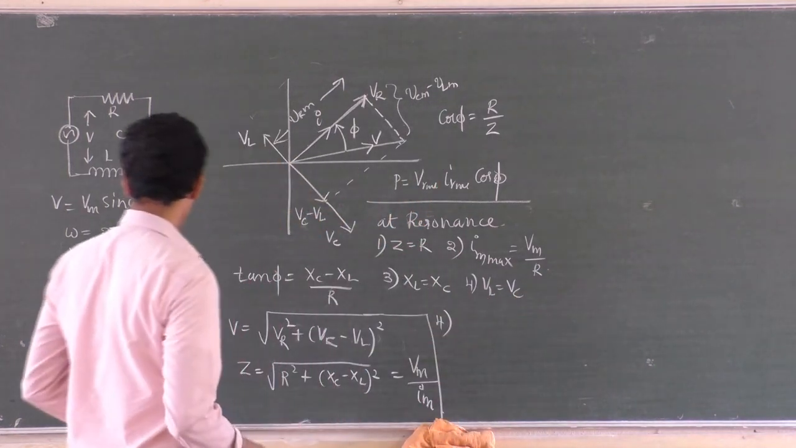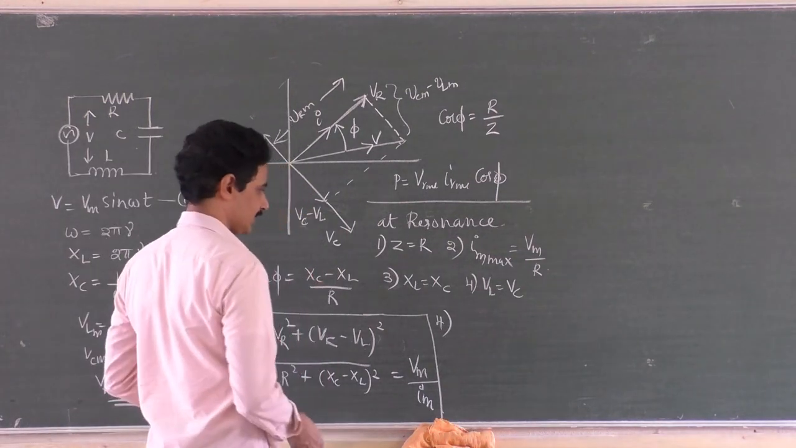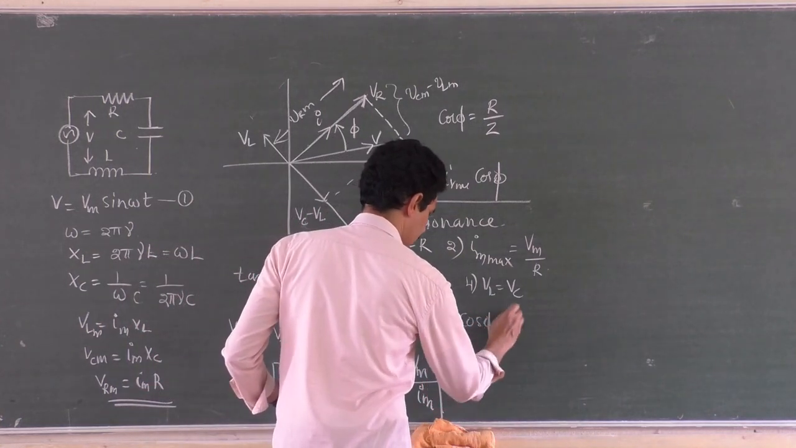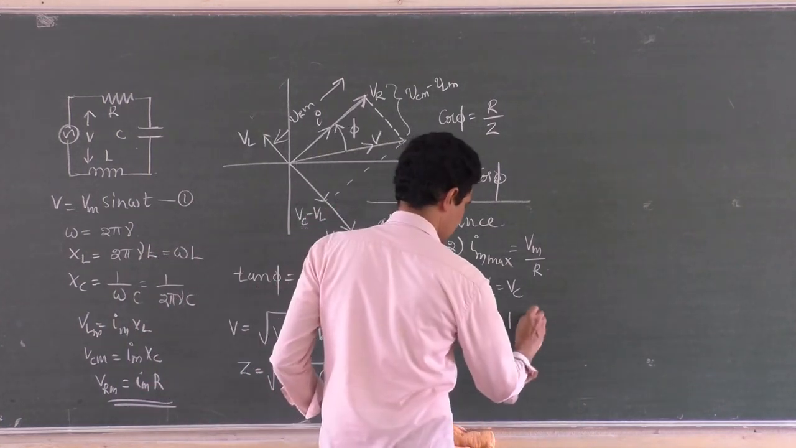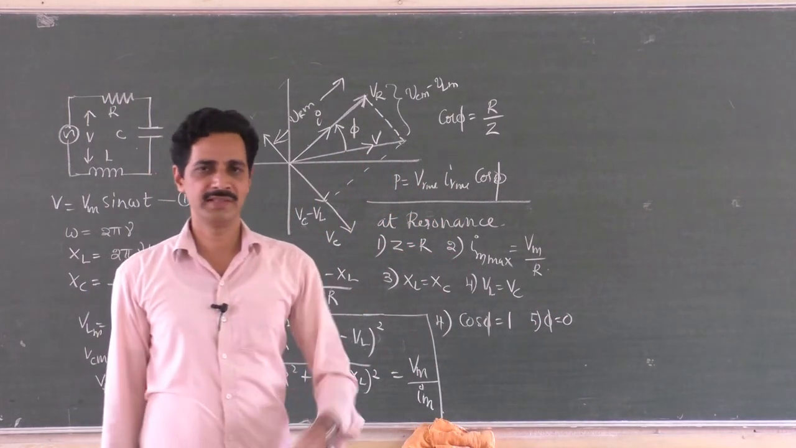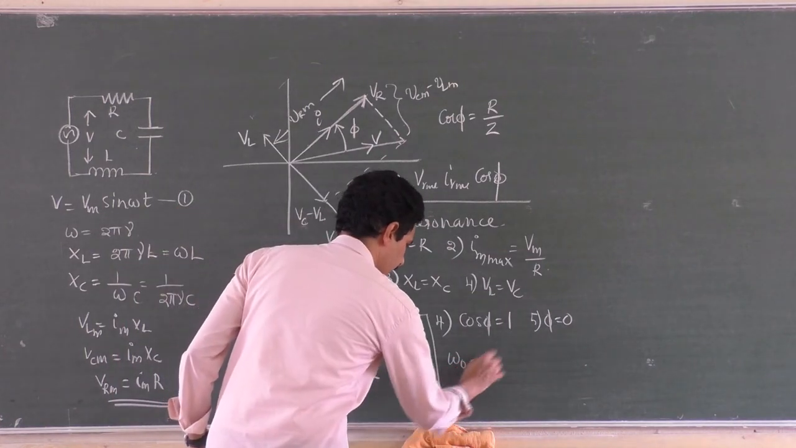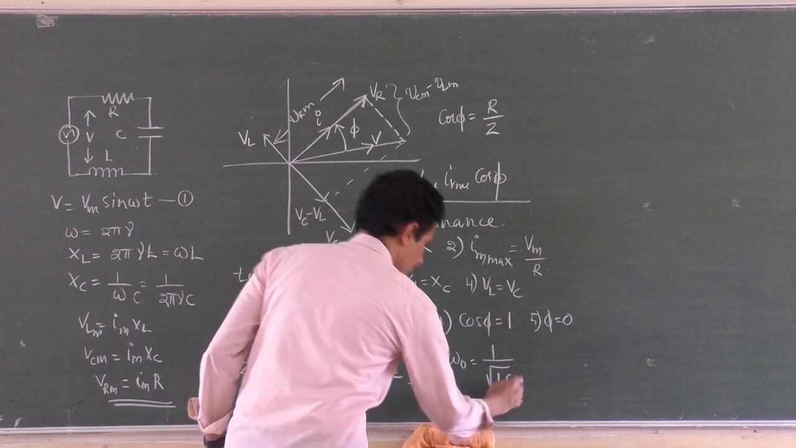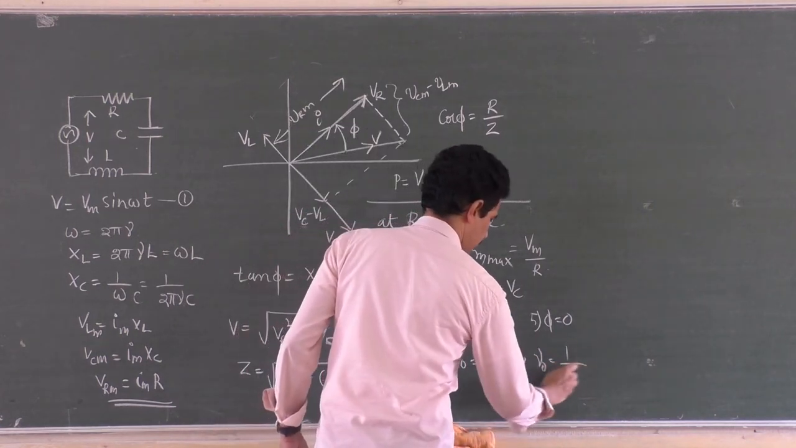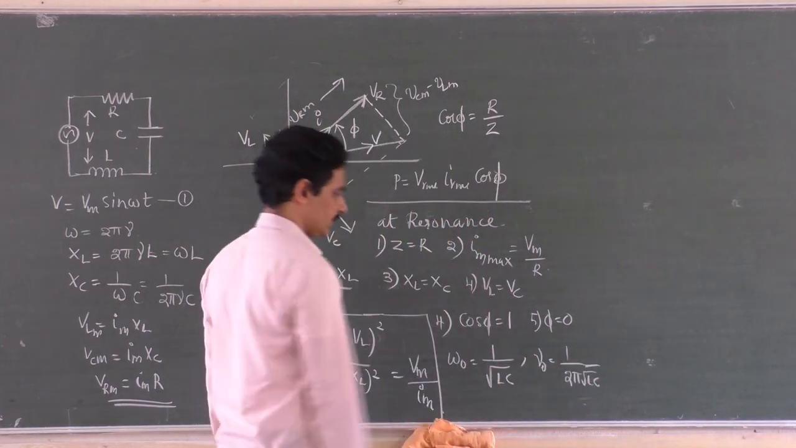Then what else? Yeah, Z equal to R. What else do you get at resonance? And power factor cos phi is equal to 1, because the phase difference between current and voltage is 0. Circuit becomes purely resistive. At that moment, current and voltage are in phase. This is at resonant frequency, and resonant frequency is given by 1 by root LC, right? Omega naught is 1 by root LC, and nu naught is equal to 1 by 2 pi root LC, because 2 pi nu naught is 1 by root LC.